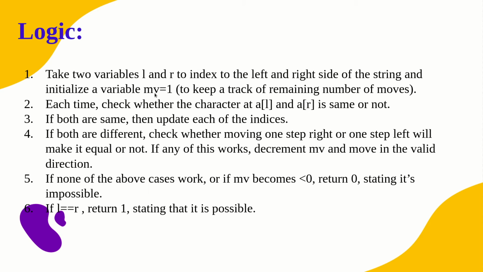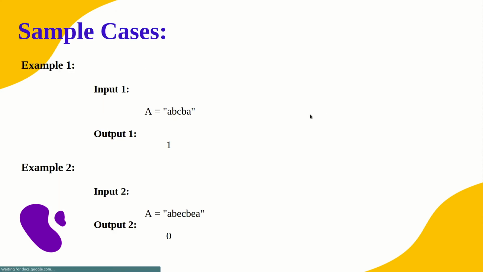Okay, so that's why we have initialized mv equals to 1, which is the number of moves that we are requiring to remove a particular character. So we have initialized it to 1. Okay, so each time check whether the character al is equal or not to the ar. As I have already told you the concept, we need to check this end character with this end character, and so on, and we need to move in each other's direction.